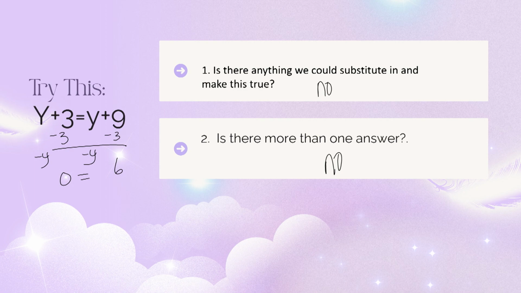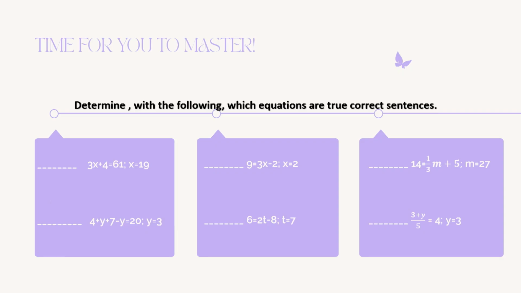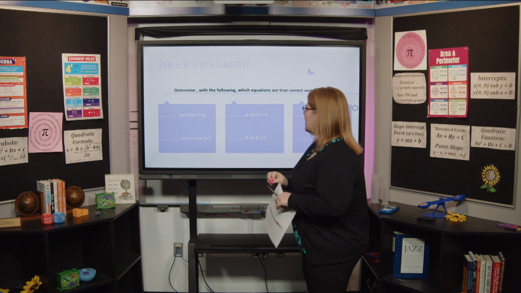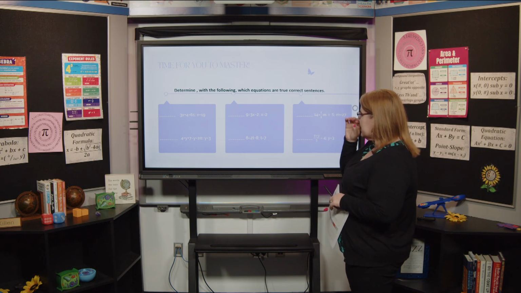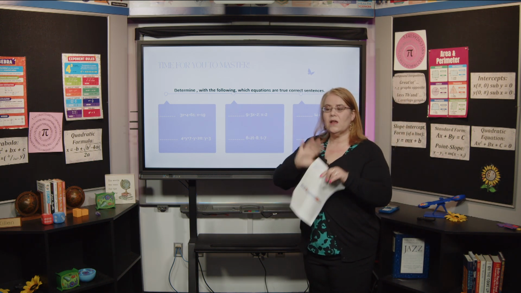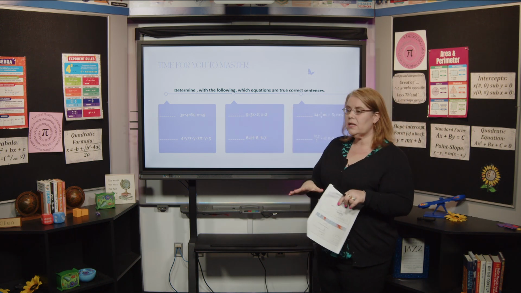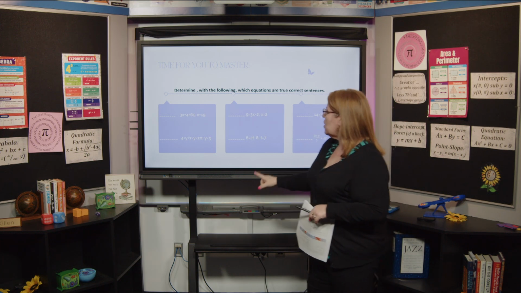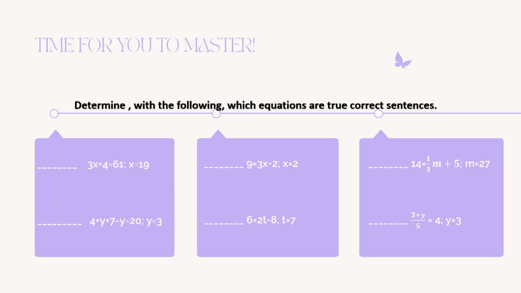All right, let's go. Time for you to master. Now, we're determining with the following which equations are true, correct sentences. Now, here's the thing. I want us to do the first one together, then we're going to let you work independently. I want to show you with this first problem, 3x plus 4 equals 61, where x equals 19.